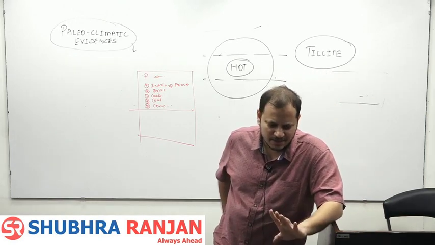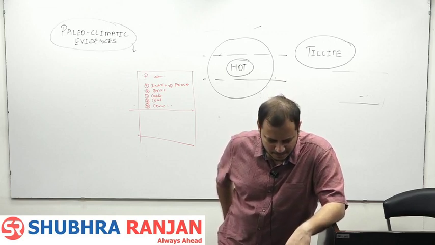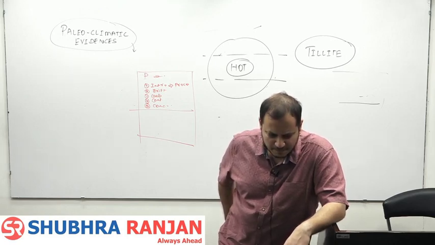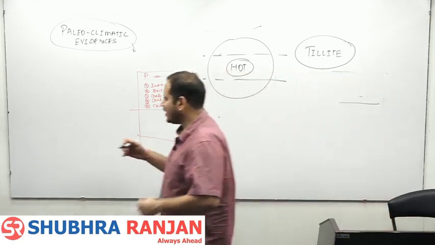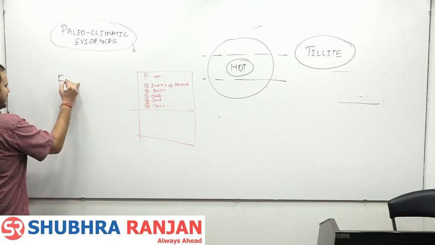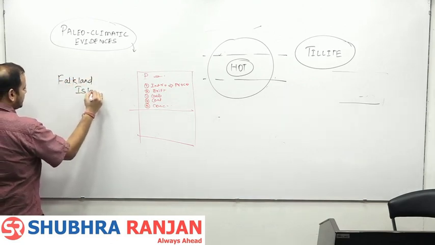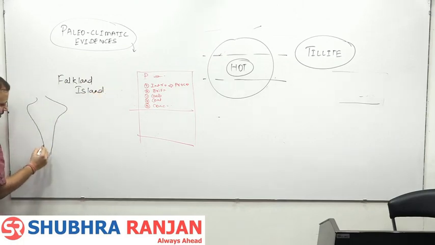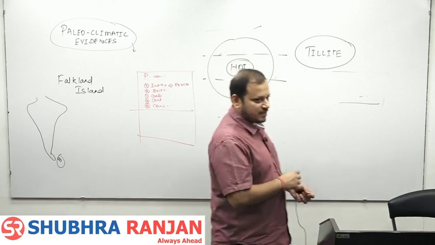कुछ लिखने की जरूरत नहीं है. Tillite deposits in Brazil, Falkland Islands. Where are the Falkland Islands today? South America. If you look at the map of South America, at the end of the map of South America, you will find a small island and it is known as Falkland Island. आज भी वो ग्लेशियर में ही है.